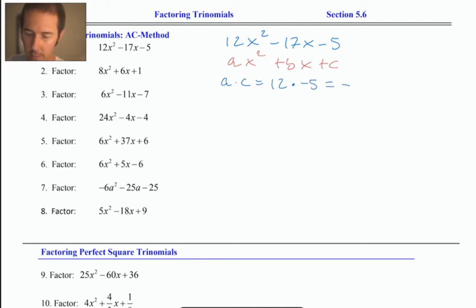I said 60 and I wrote something else. All right, there we go, negative 60. So that's my AC number. Some people call it the grouping number, and you'll find out why in a moment.